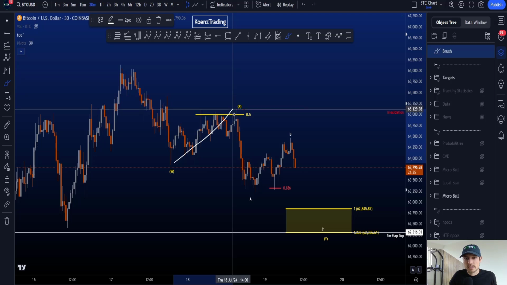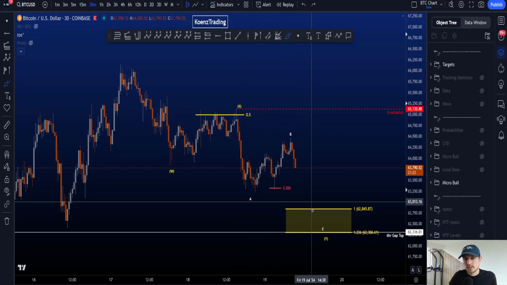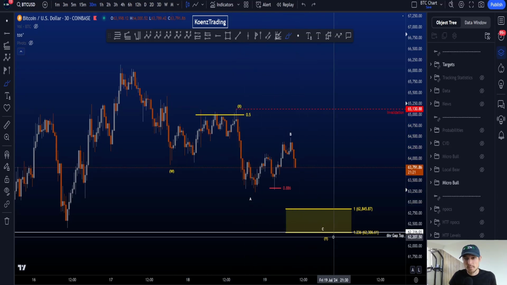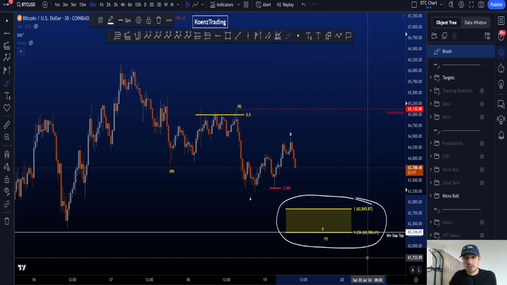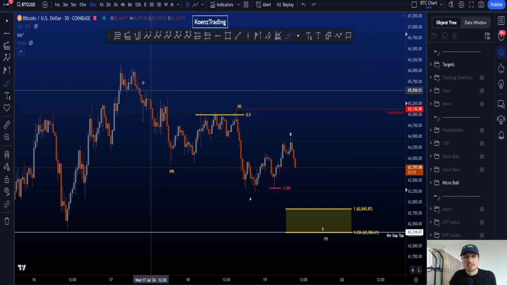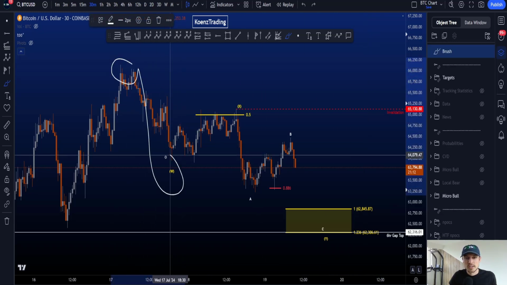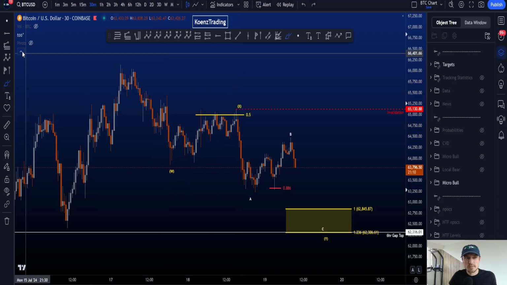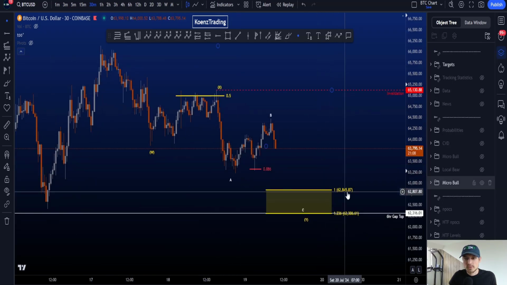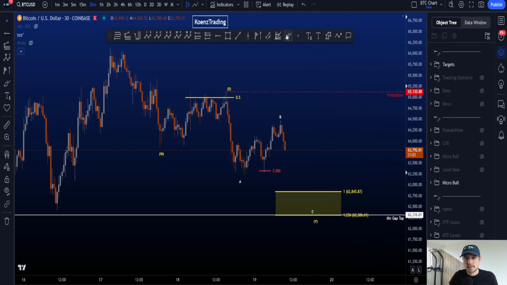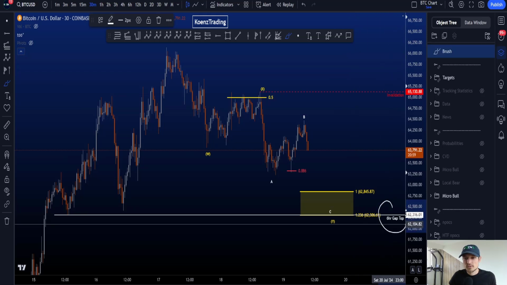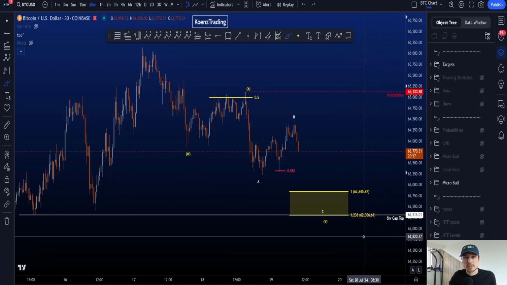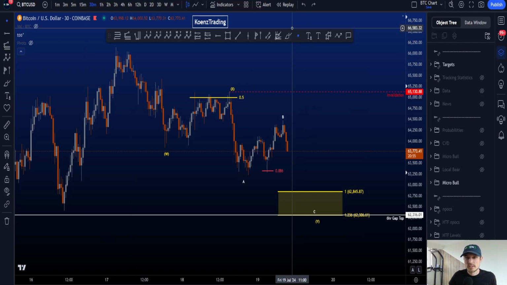Then we have a wave X and another ABC to the downside in a wave Y. The common target for your wave Y is between the 1 and the 1.236 trend-based extension taken from the start to the end of W to the end of wave X, giving you a target between 62.8k and 62.3k. You can see that the target area for your wave Y is also in confluence with the 6-hour gap top, which is interesting support.